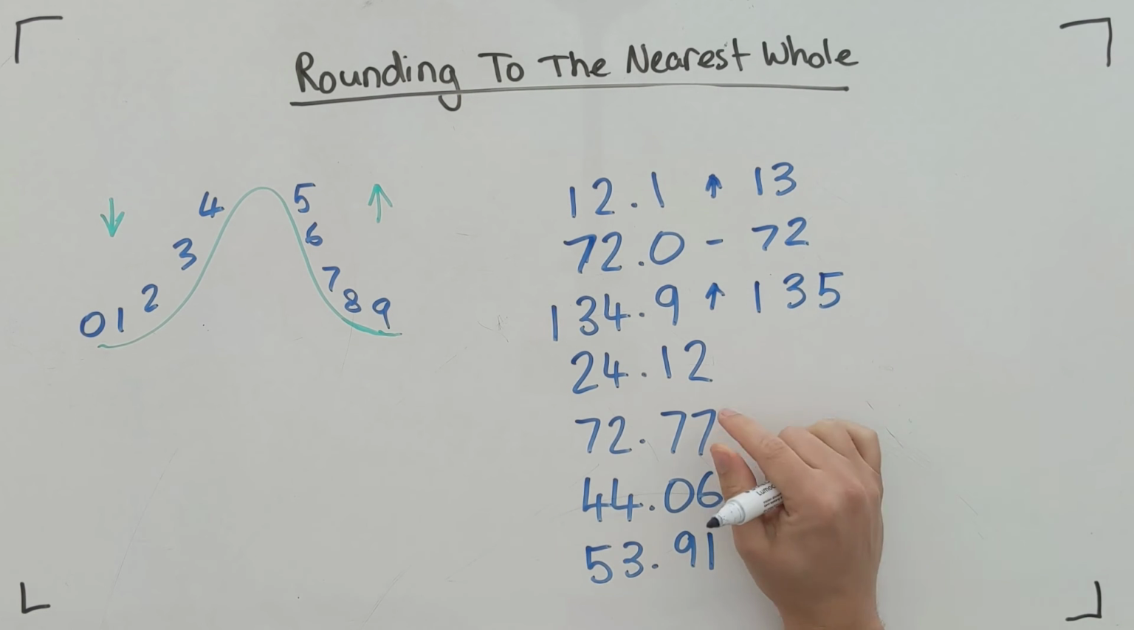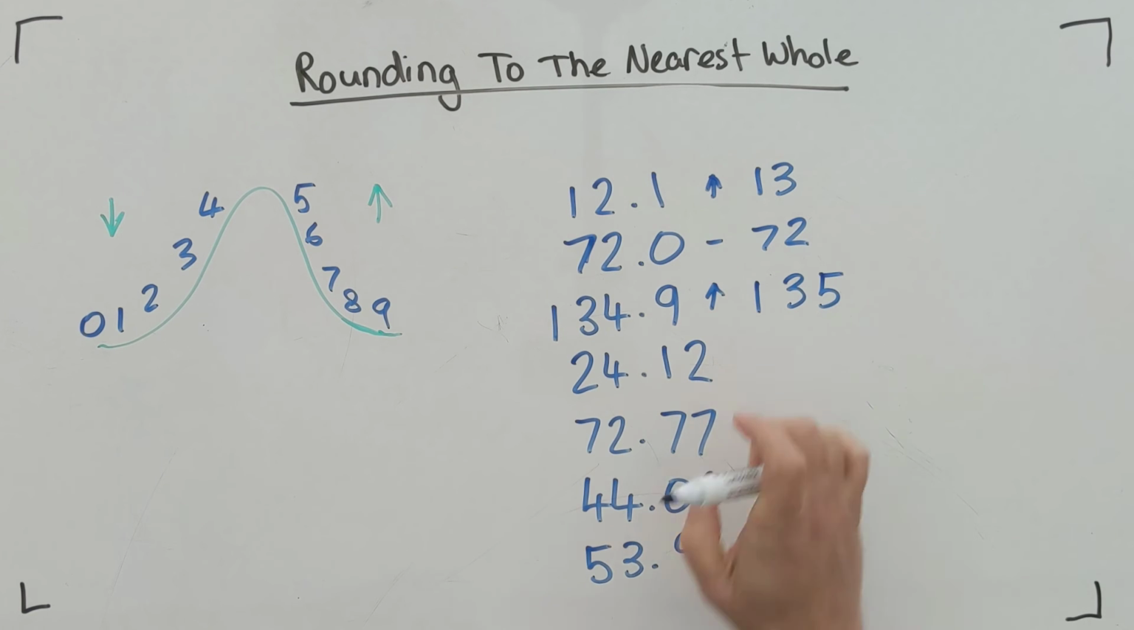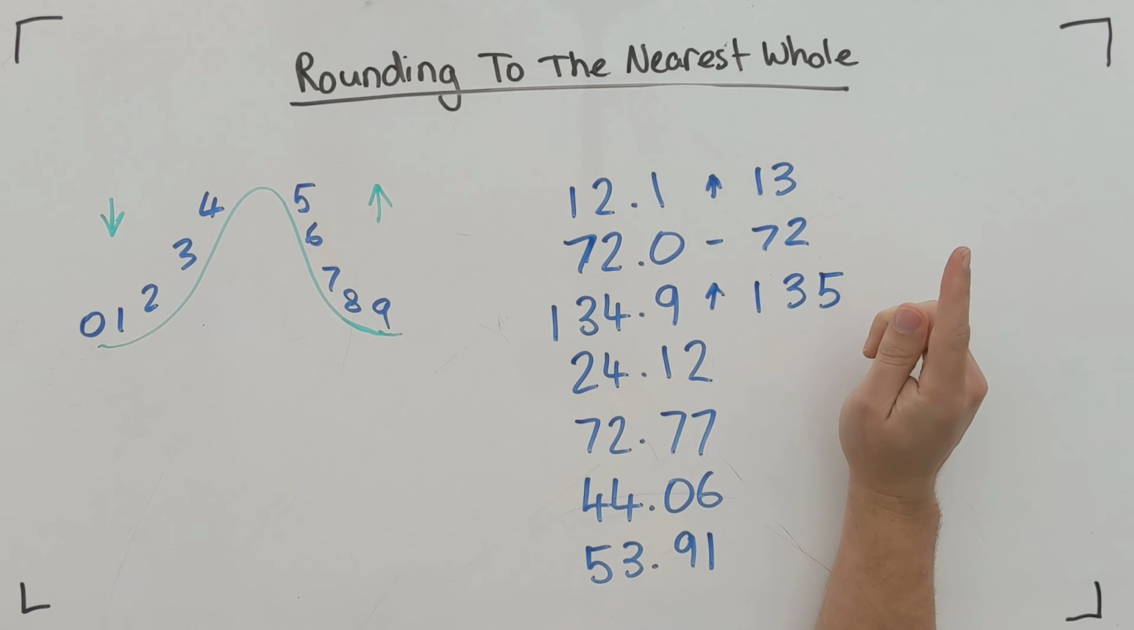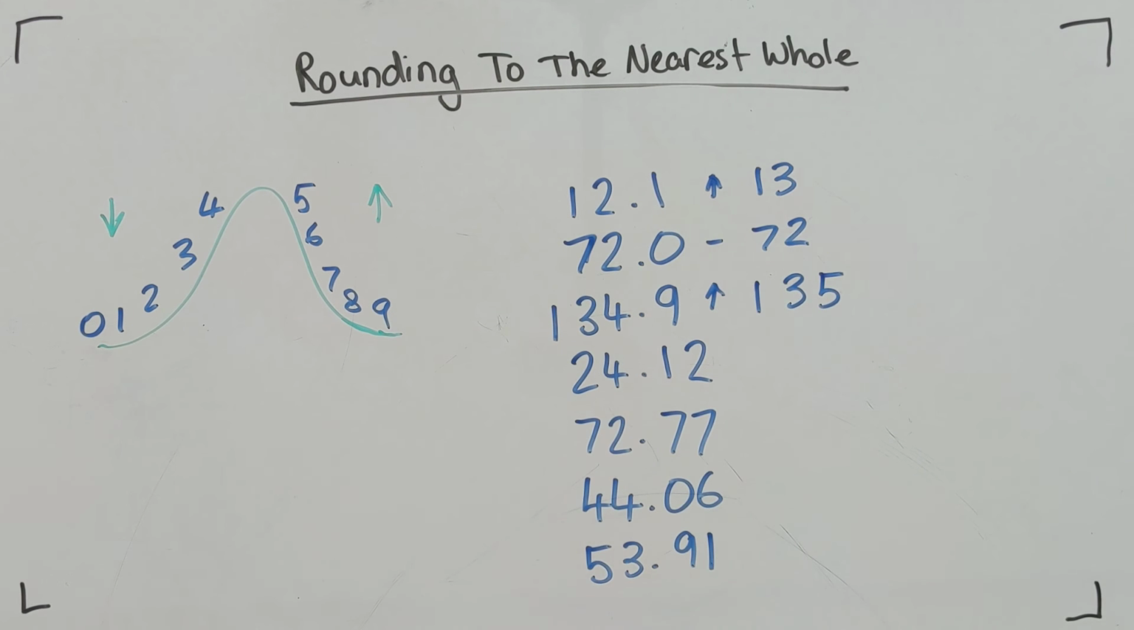24.12. Ooh, we've got 2 decimal places, some tenths and some hundredths. But we're still rounding to the nearest whole, aren't we? We're still looking for this number here. We're rounding that number there. So it's either going to be going down to 24, just 24, or up to 25.